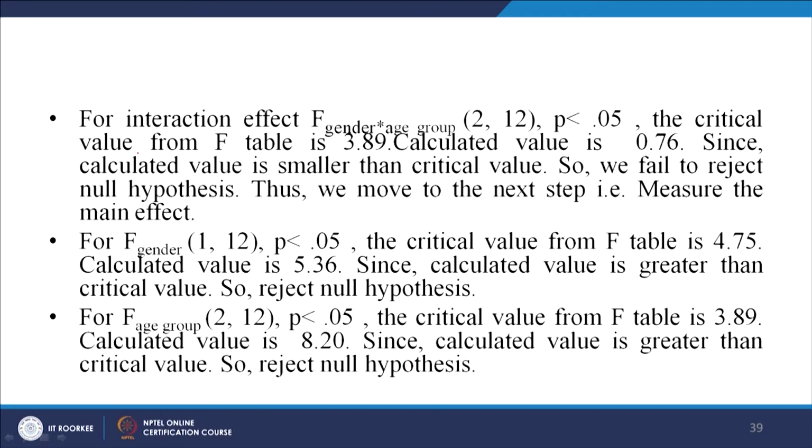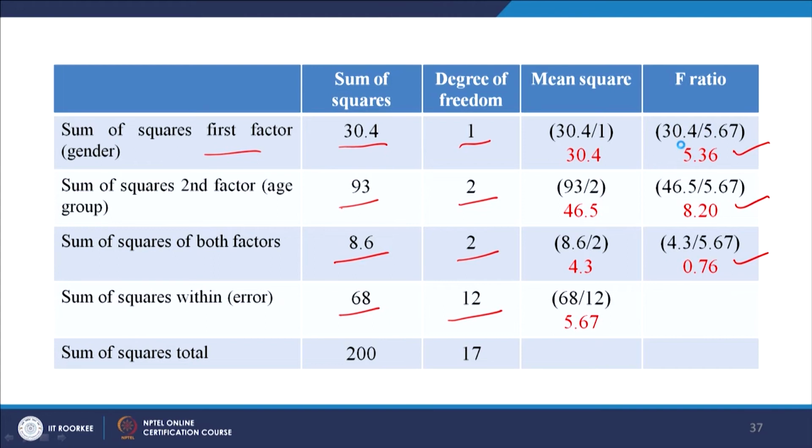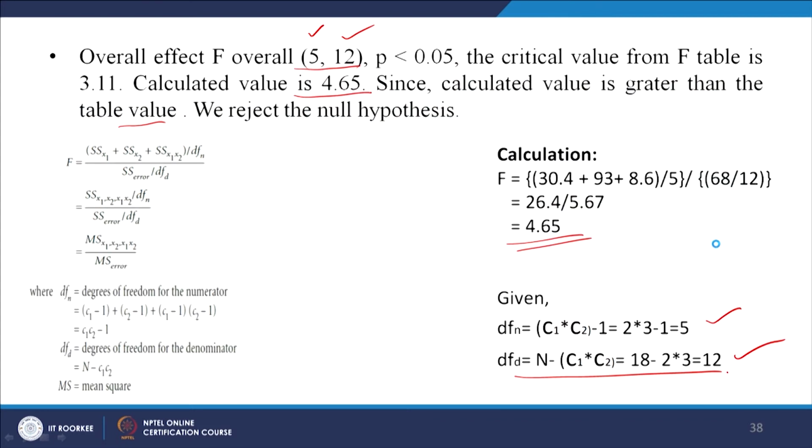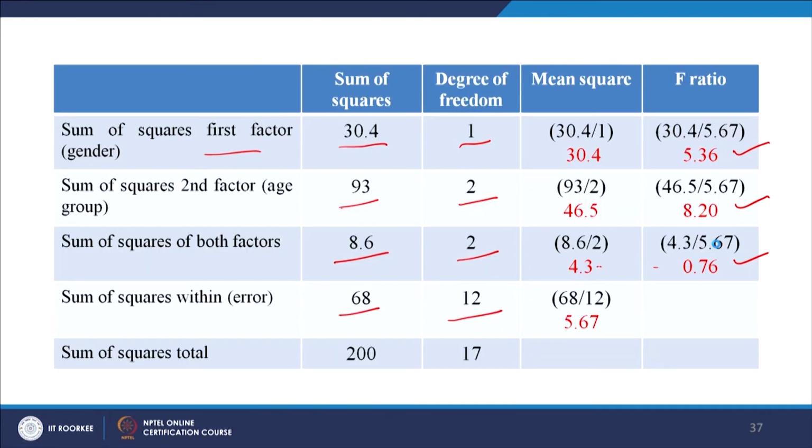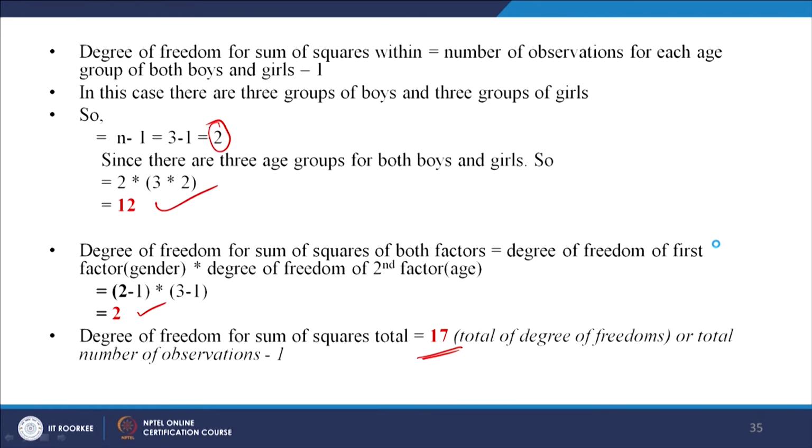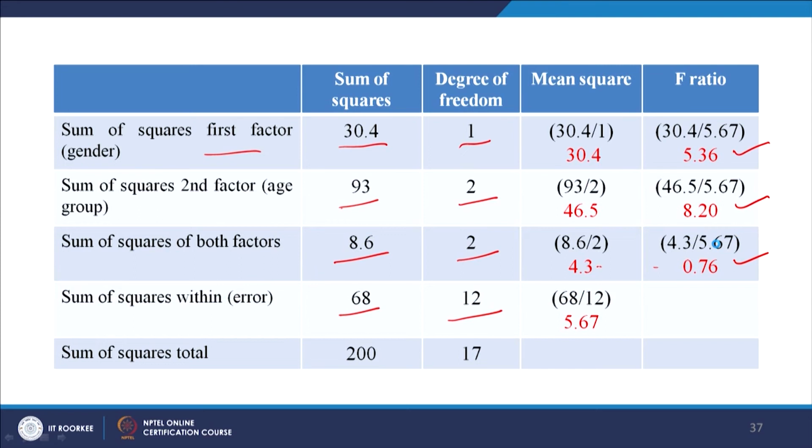the value from the F table is 3.89 and the calculated value is 0.76. Do you remember where we calculated 0.76? We had 4.3, this value divided by 5.67. And I hope you remember we got this 5.67 from the sum of square within error.